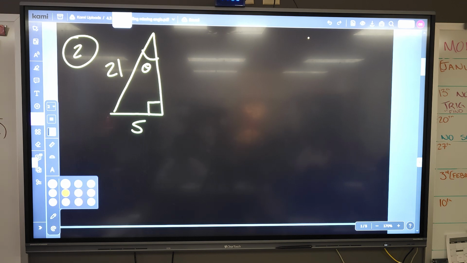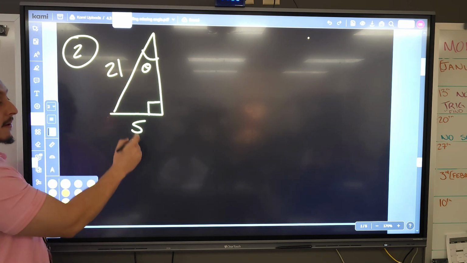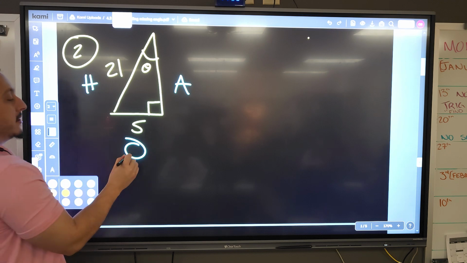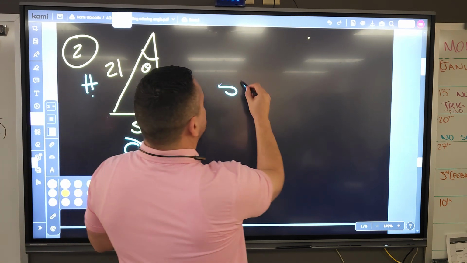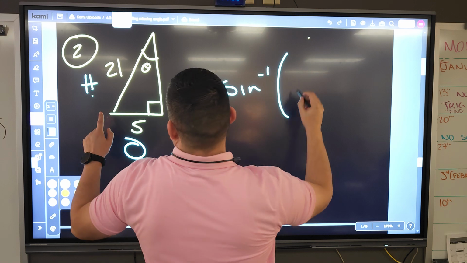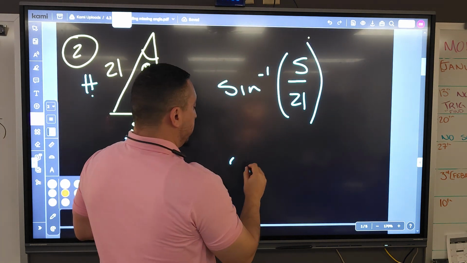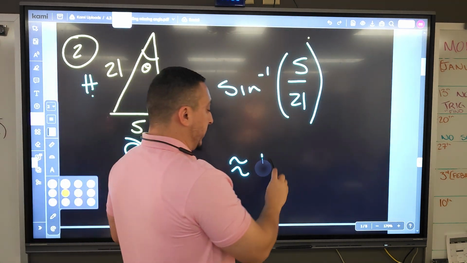Okay, 3, 2, 1. So here we go. For this problem, this is O, this is H, and this is A. So it's an OH problem, so it's a sine problem. So inverse of sine of the opposite over the hypotenuse. And what do you guys get? 13.8. 13.8.